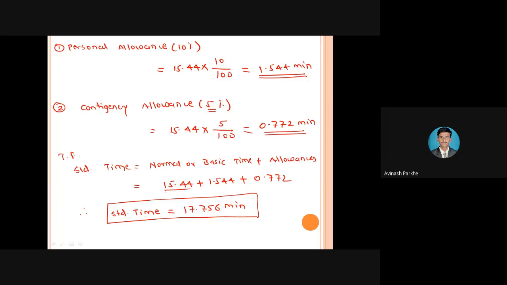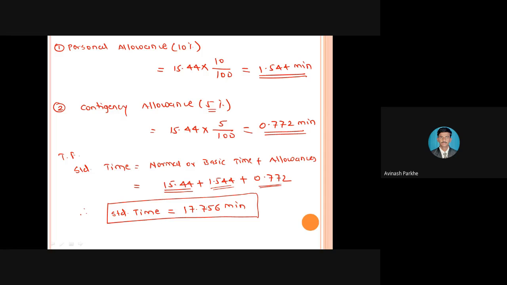Out of that, 15.44 represents the normal time or basic time which is required to complete the task only. So whatever work is assigned to that particular operator, the worker can complete his operation in 15.44 minutes. But during working, if he has to go for drinking water, washing hands, for such activities, 1.544 minutes are given. And contingency means if he has to change the tool, the coolant, the oil, those activities can be performed under the contingency allowance. How much time is given? 0.772 minutes.